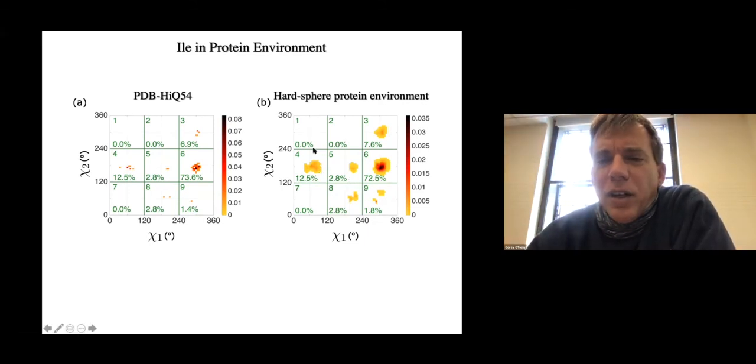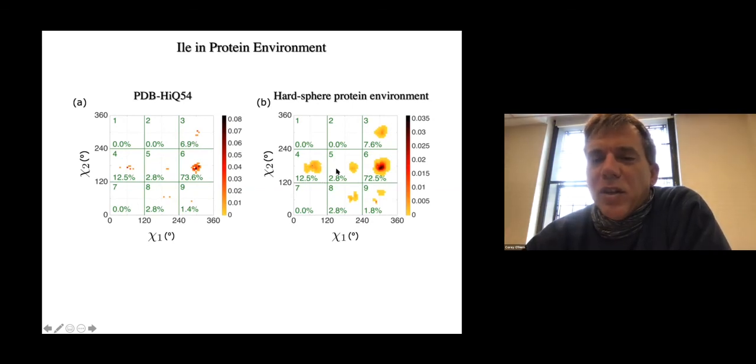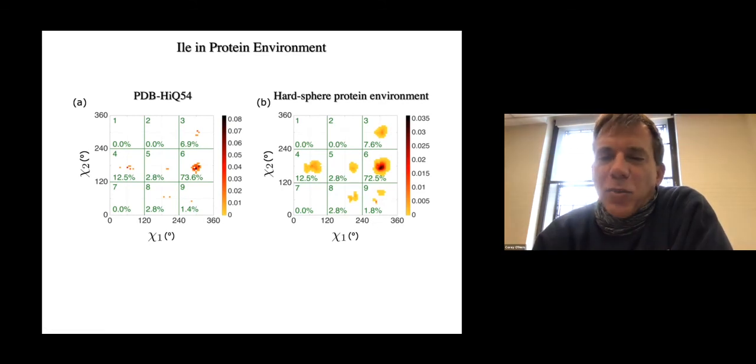And so when you include the environment of the protein, you get a quantitatively accurate prediction of the side chain dihedral angle distribution. In particular, rotamer 6 for isoleucine is very highly populated, around 70%, and 4 and 3 are much lower than that, but they're still non-negligible values, 12% and 7%, and it's very quantitative.